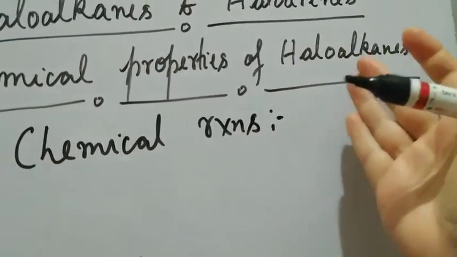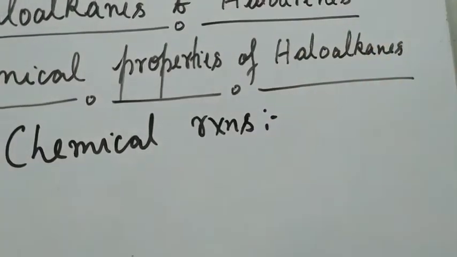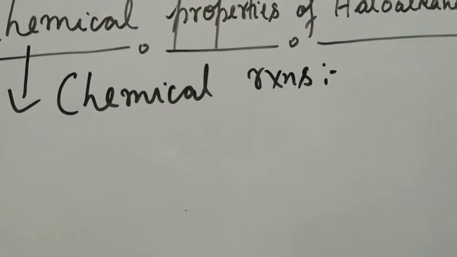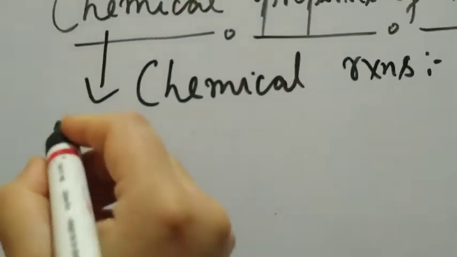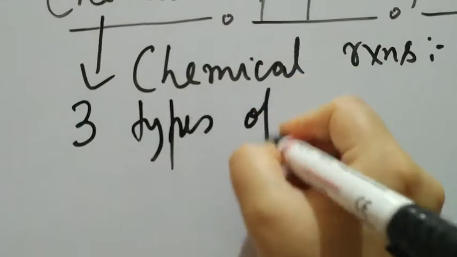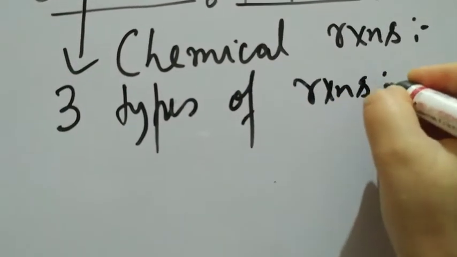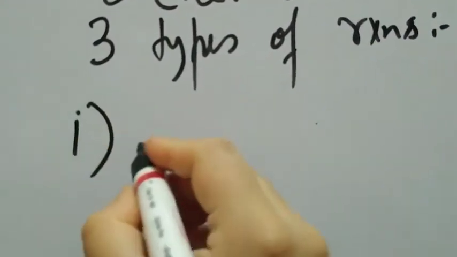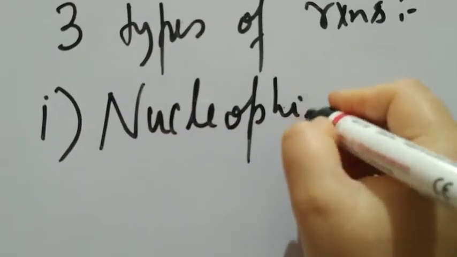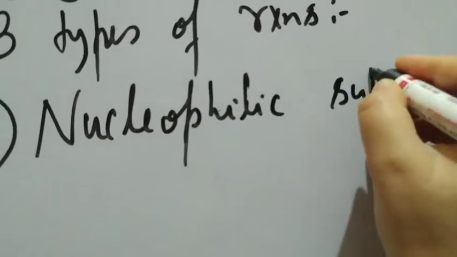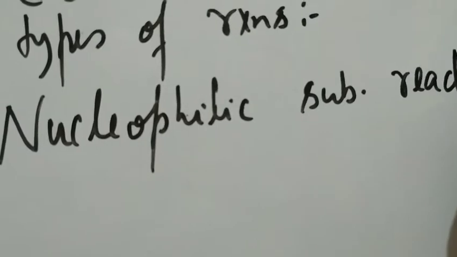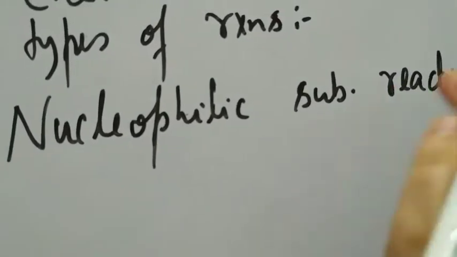Depending on the chemical structure, depending on the nature of the bonds in these compounds, we can see what kind of chemical reactions they show. Speaking about haloalkanes, they mainly show three types of reactions. The first type of reactions which they show are called nucleophilic substitution reactions.